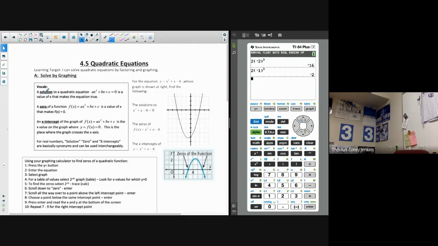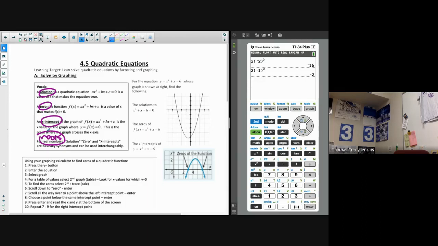Vocab words are solution, zero, x-intercept. I would also throw in the word root. Those are all basically synonyms of each other. Solution, zero, x-intercepts, and roots all basically mean the same thing for all intents and purposes. So anyways, we'll go ahead and get to the examples.